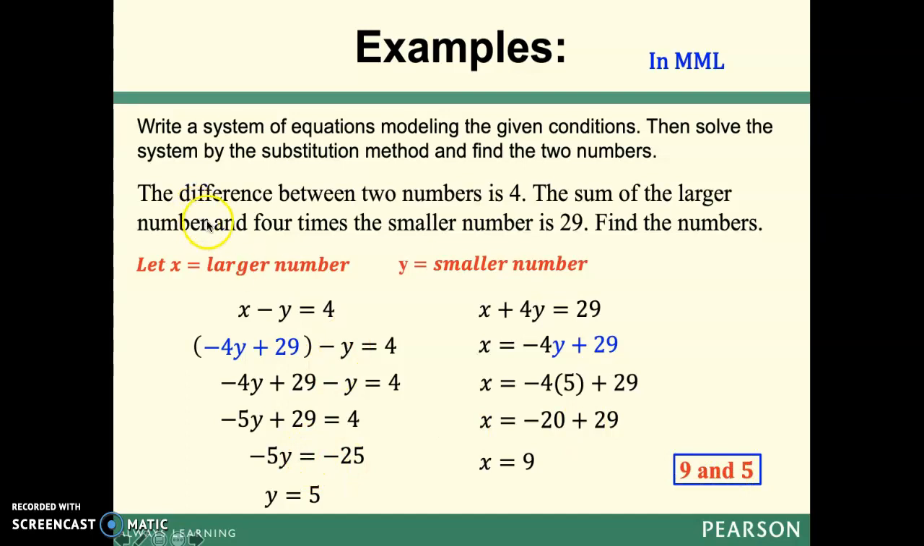I can go back and look to make sure that it's correct. The difference of the two numbers is 4. Well, yeah, 9 subtract 5 is 4. And the sum of the larger and 4 times the smaller, 4 times 5 is 20, and 20 plus 9 is 29. So it all works out. Whew.